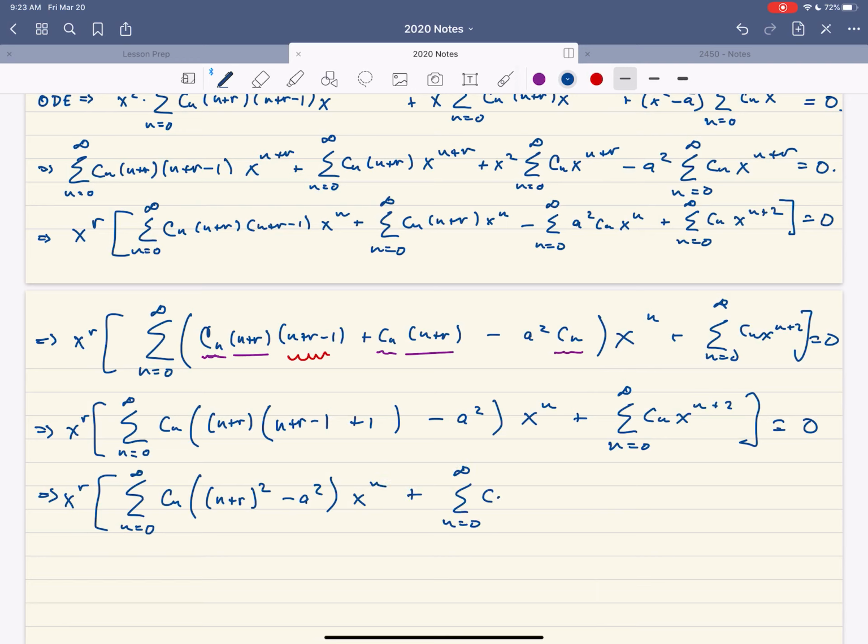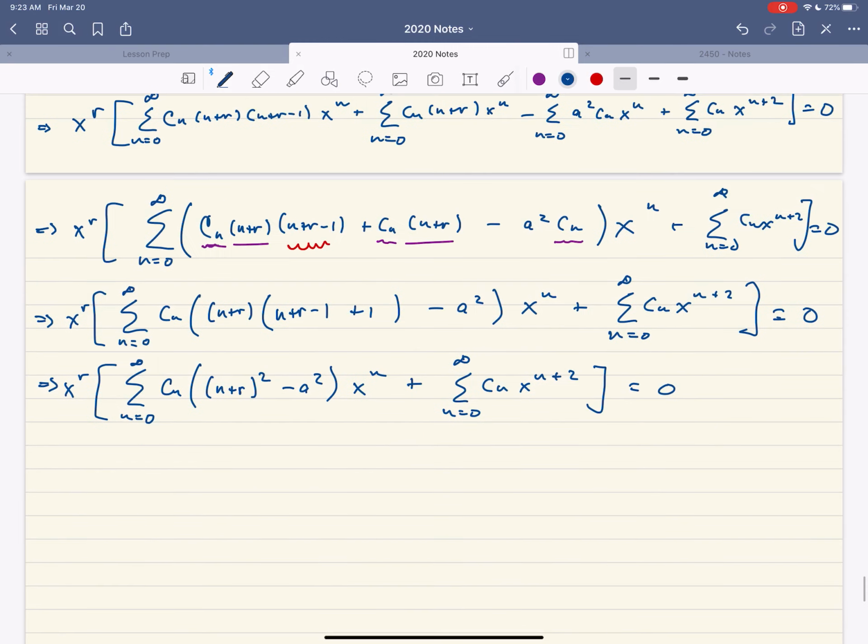All right, now let's factor out the n equals 0 and n equals 1 term on the first sum. And so if n is equal to 0, what we're going to get is c0 times the quantity r squared minus a squared, plus, if n is equal to 1, we're going to have c1 times the quantity r plus 1 squared minus a squared.